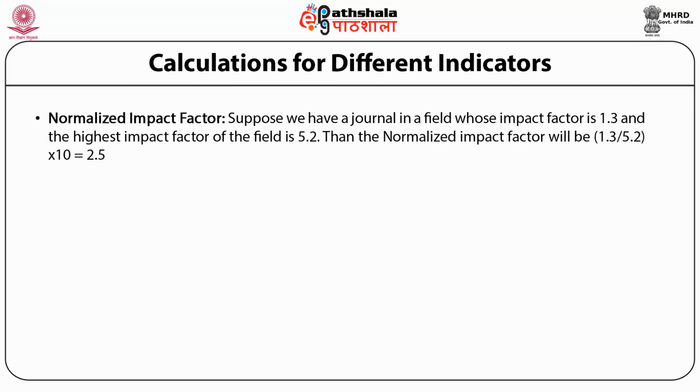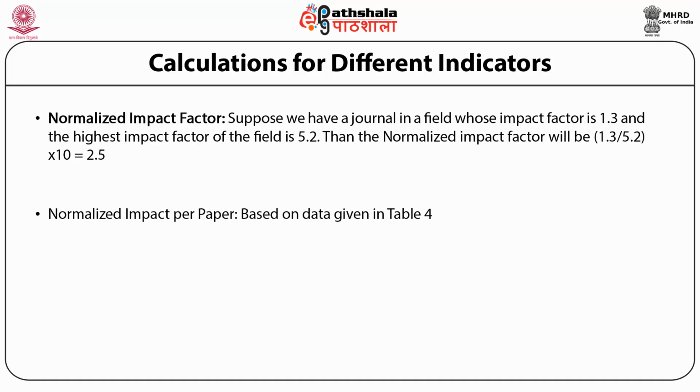Normalized impact factor. Suppose we have a journal in a field whose impact factor is 1.3 and the highest impact factor of the field is 5.2, then the normalized impact factor will be (1.3 whole upon 5.2) into 10 is equal to 2.5.